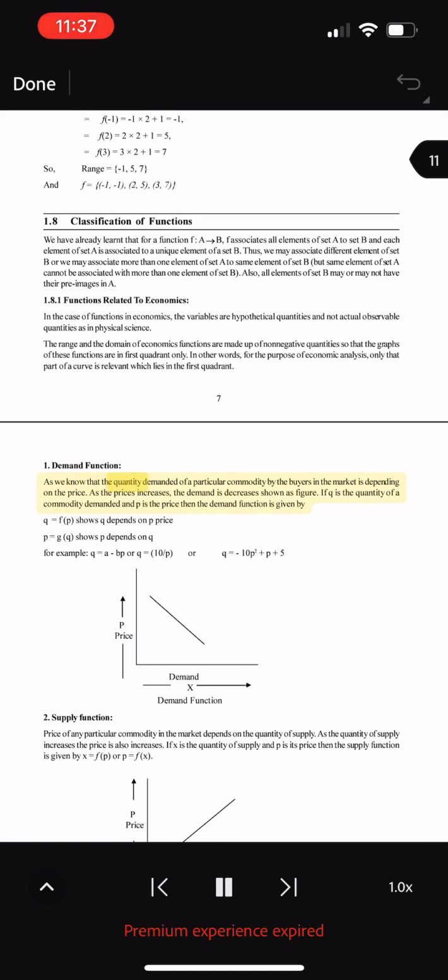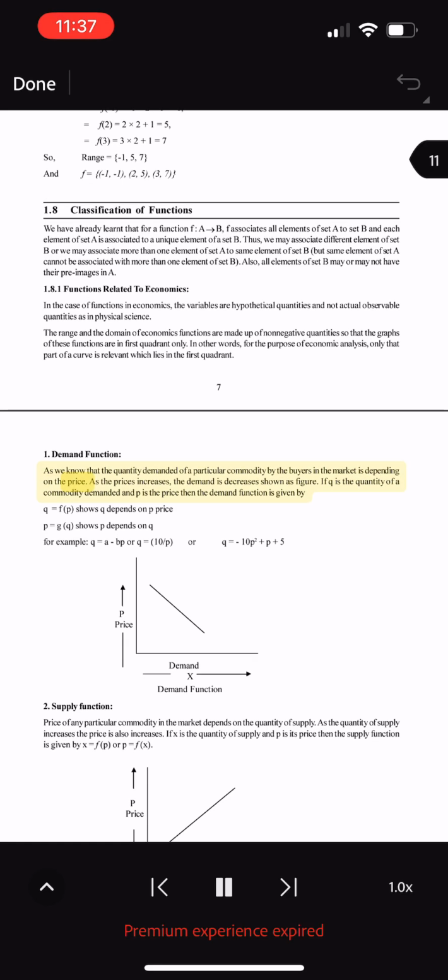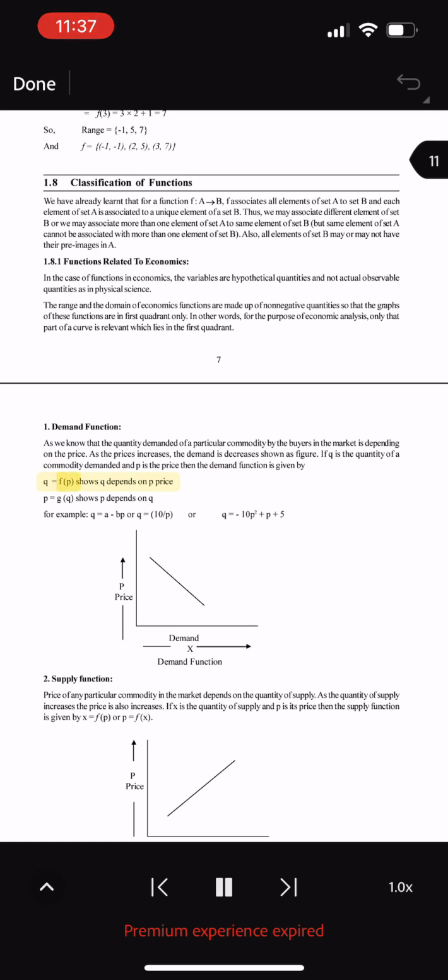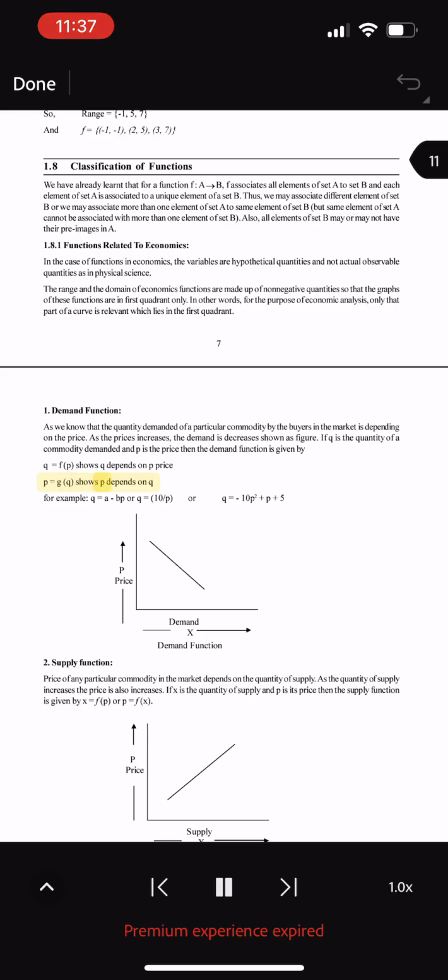As we know, the quantity demanded of a particular commodity by the buyers in the market depends on the price. As the price increases, the demand decreases, as shown in the figure. If Q is the quantity of a commodity demanded and P is the price, then the demand function is given by Q equals f(P), which shows Q depends on P, the price. P equals g(Q) shows P depends on Q.